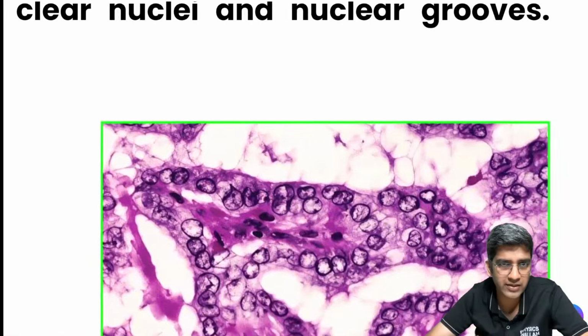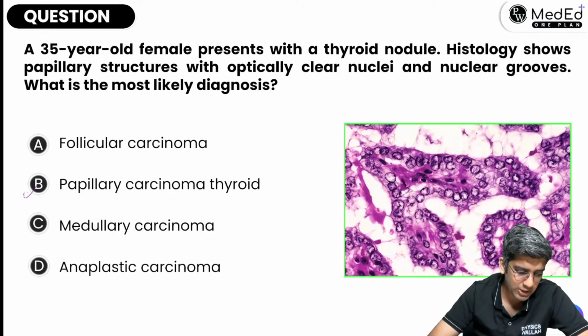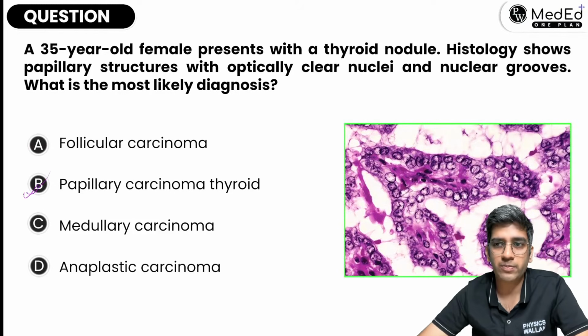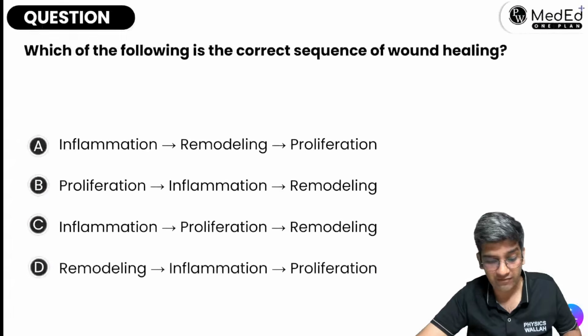I hope you can appreciate this. Kind of like a coffee bean. There's a split in the center, that's like a coffee bean, right? Nuclear grooving and optical clearing are diagnostic of papillary carcinoma thyroid. We had discussed papillary carcinoma thyroid previously itself, fine? Okay. Intranuclear inclusion is seen in FNAC.